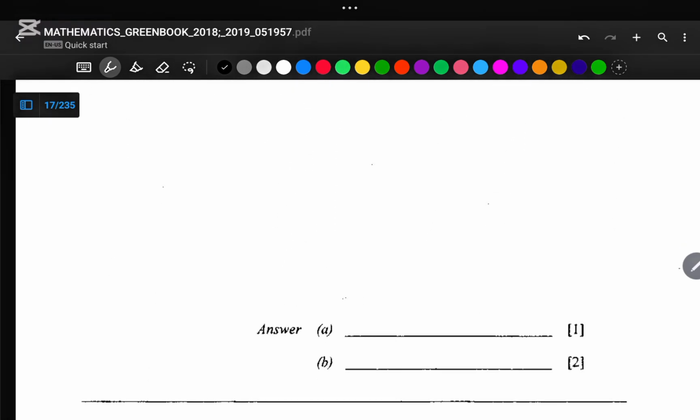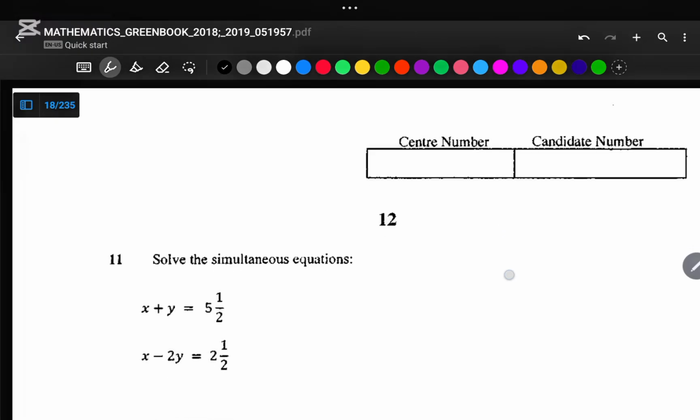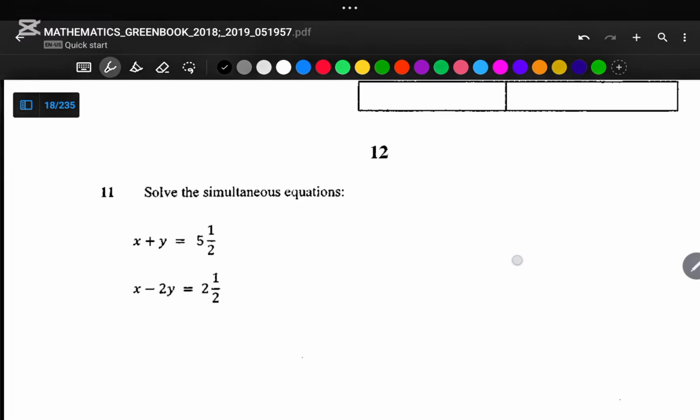So those are our answers. The first answer is k is equal to 4, and for the second part, y is equal to 196. That is our final answers for number 10. So let us move on to the next question, number 11.